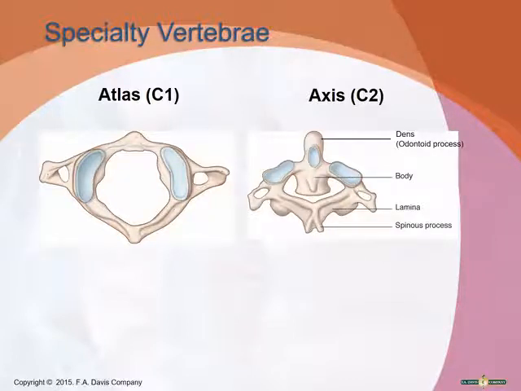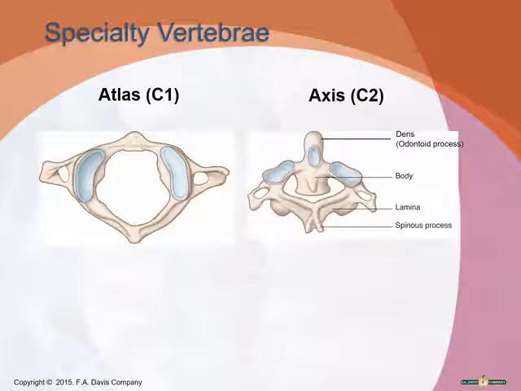There are 2 specialty vertebrae, atlas and axis. The atlas is C1. You can tell it really doesn't have a body per se. It's really kind of a delicate little ring. There are depressions on each side, right here and right here. These articulate with the bony projections from the occipital bone of the skull. And this is what allows your head to move back and forth, like when you nod yes. I don't know if back and forth or forward and backward is really the better way to put that. But that's what allows that to happen.